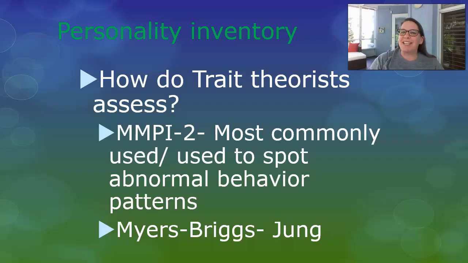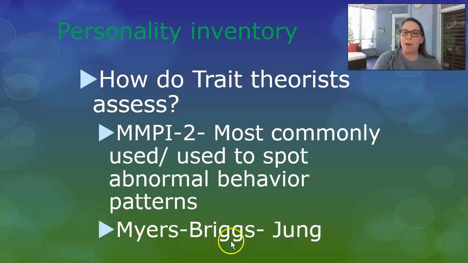How do trait theorists assess your personality? We talked about this when we talked about psychoanalysis. The biggest personality inventory used by trait theorists is the MMPI-2. That's just because it's the second version. The MMPI-2 is the most commonly used personality inventory, and it is used by psychologists and psychiatrists to spot abnormal behavior patterns. This is the Minnesota Multiphasic test.